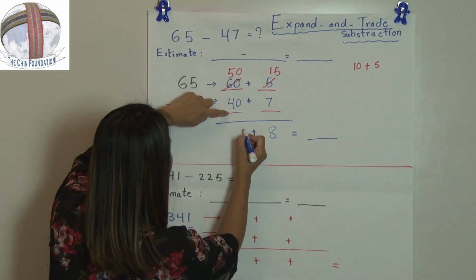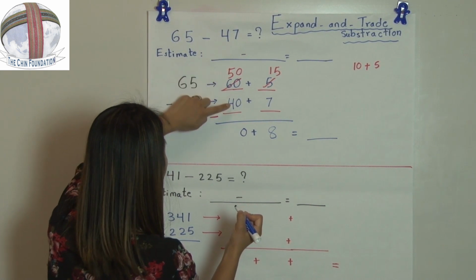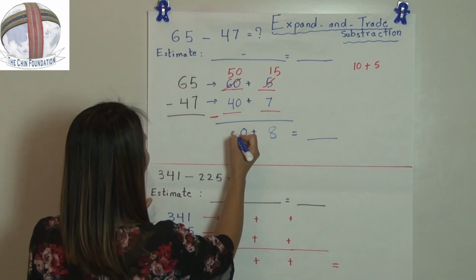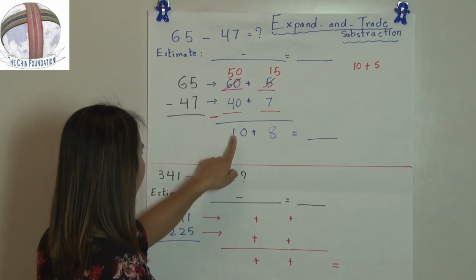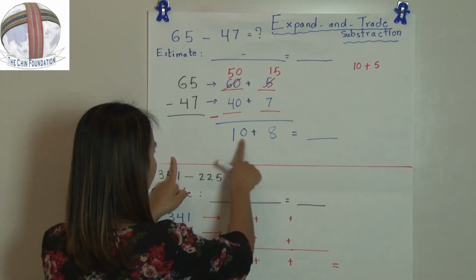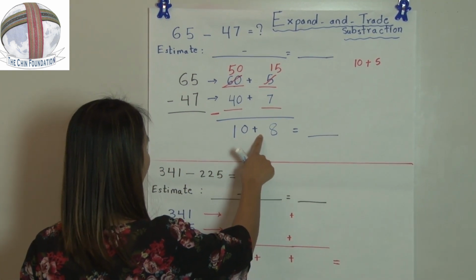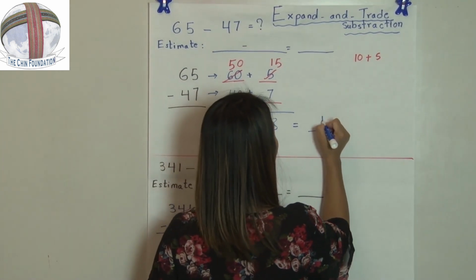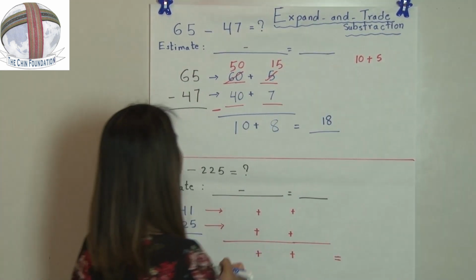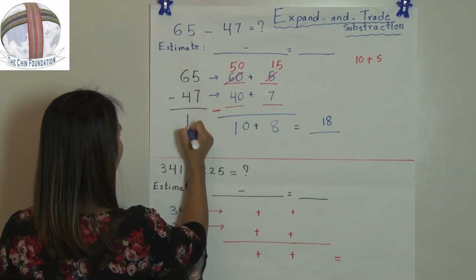0 minus 0 is 0. 5 minus 4 is 1. Okay, so 10 plus 8 equal 18. So the answer is 18.